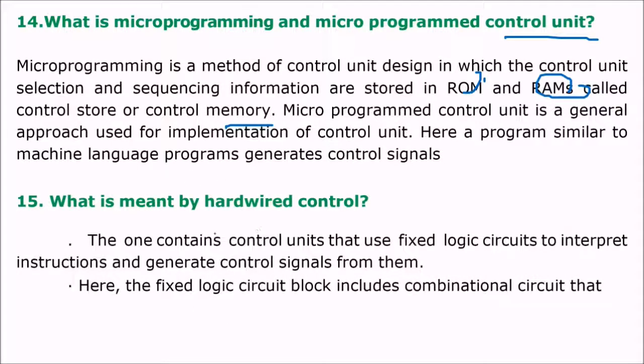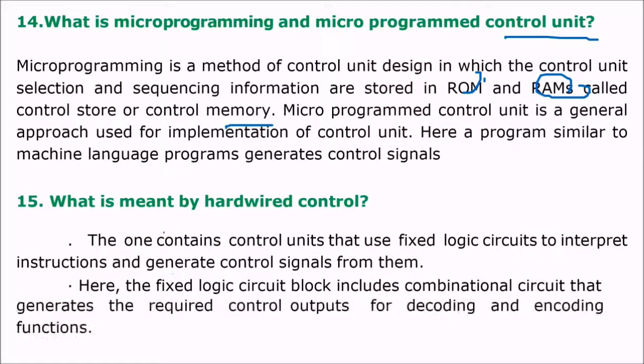What is meant by hardwired control? It contains control units that use fixed logic circuits to interpret instructions and generate control signals from them. The fixed logic circuit block includes the combinational circuit that generates the required control outputs for decoding and encoding functions.